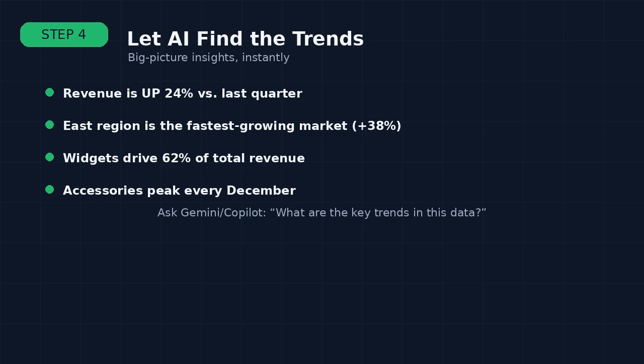Now for the fun part, finding the trends. Here you ask, what are the key trends in this data? And the AI scans the whole sheet and surfaces the big picture for you. Revenue is up 24% quarter over quarter. The East region is growing the fastest. Widgets drive 62% of revenue. You get to spend your energy on the why, not on the hunting.